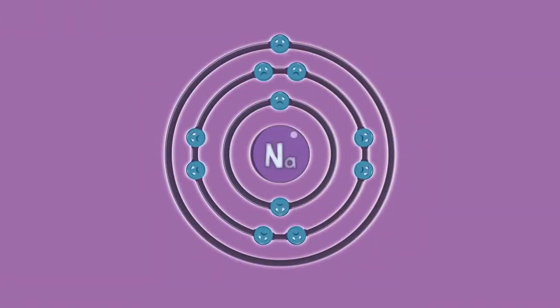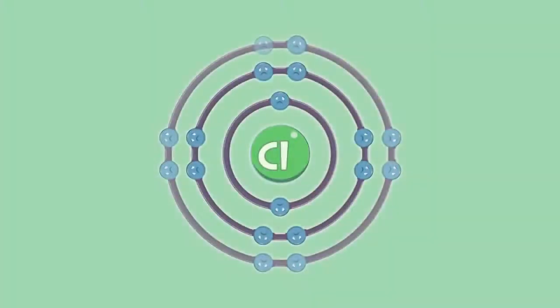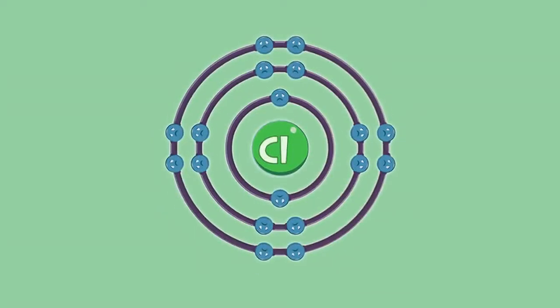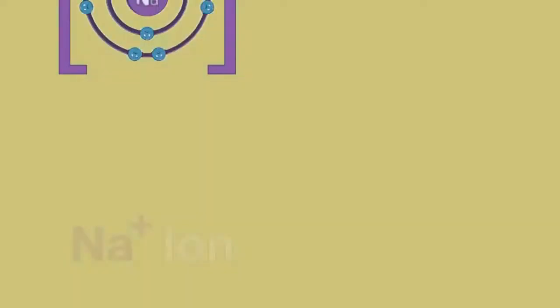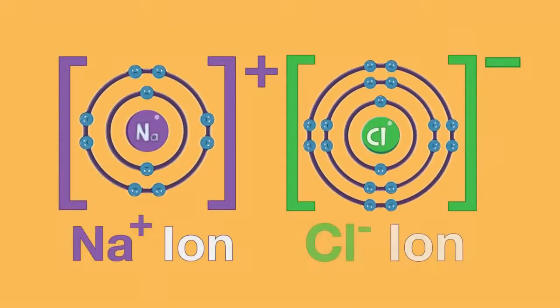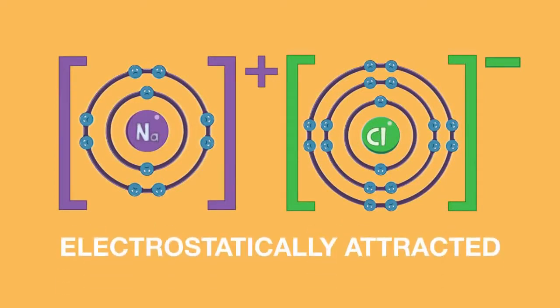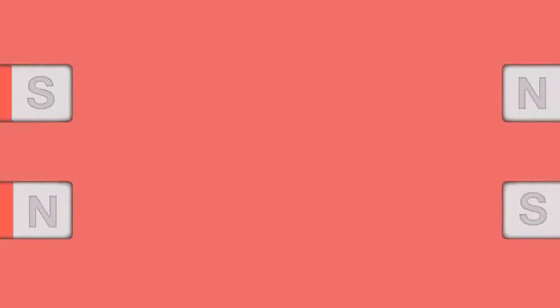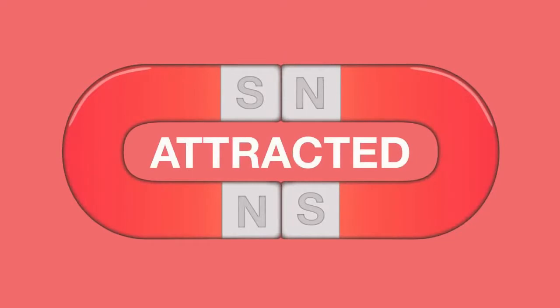Sodium loses one electron to form a sodium ion. The electron is not lost, but transferred to chlorine to form a chloride ion. So we have a sodium ion and a chloride ion. They are oppositely charged ions and will be electrostatically attracted to one another, much like how opposite poles of a magnet are attracted to one another.